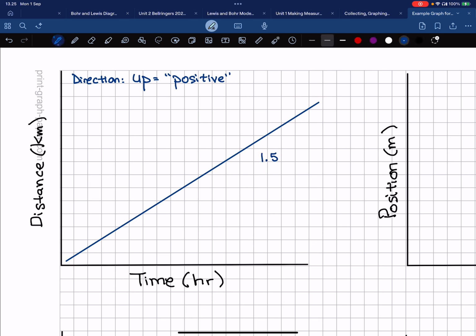The second thing we can talk about is the value of the slope. The value is 1.5. And the last thing that we can talk about are the units of the slope. The units of the slope are the y divided by the x. So, in this case, distance is kilometers divided by hours. So, in the end, our slope is 1.5 kilometers per hour. That is a speed.